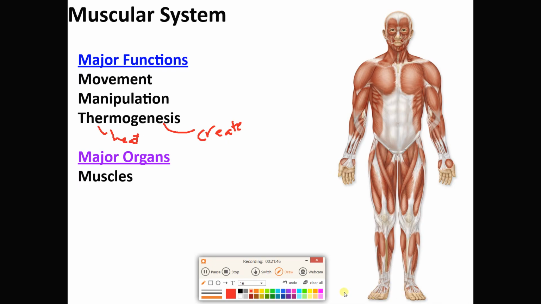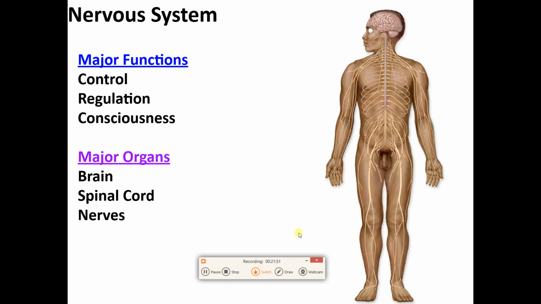All right, fantastic. We're also going to do the nervous system in AP1. Big organs are the brain. Of course, remember we've got a big brain for our body. So the brain plus the spinal cord and the many nerves coursing through our body. Nervous system does a lot. It controls so many parts of your body, regulates so many things, is responsible for your consciousness, so much stuff.